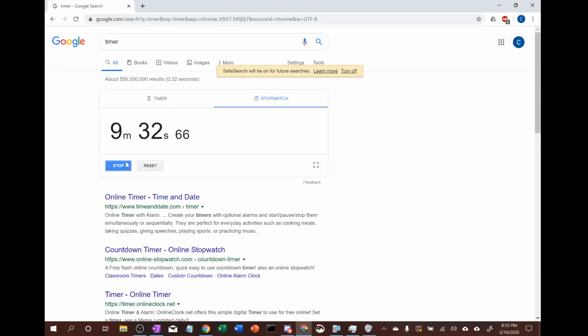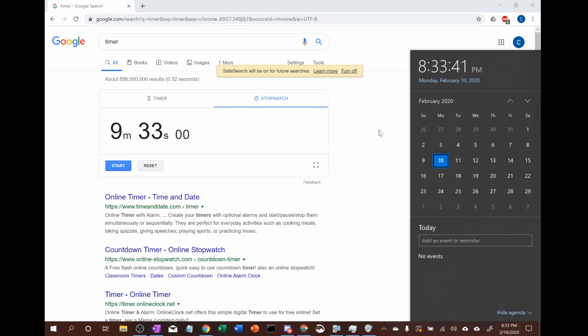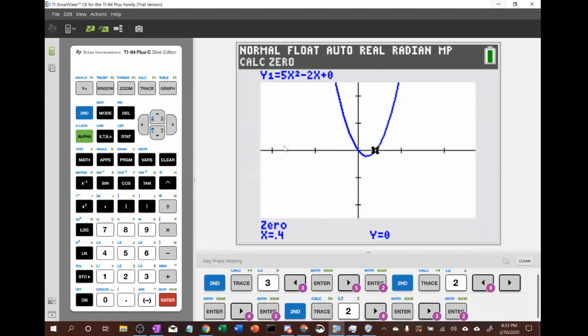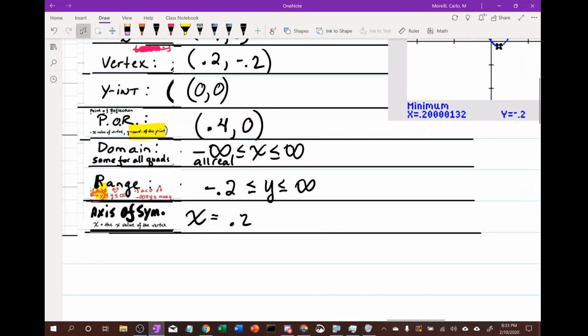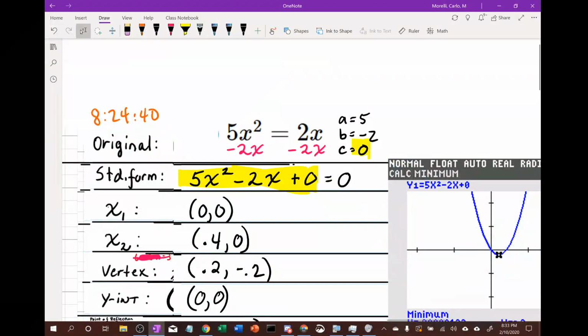Okay, 9 minutes and 31 seconds minus a minute. Wait, it's 8:33 and 40 seconds. Okay, so here, let's do this. 8:33 and 40 seconds, our start time on this problem. Wow, we ended at the same millisecond. Okay, so how many minutes did we take to do that? From 24 to 33. 9 minutes. Not bad.